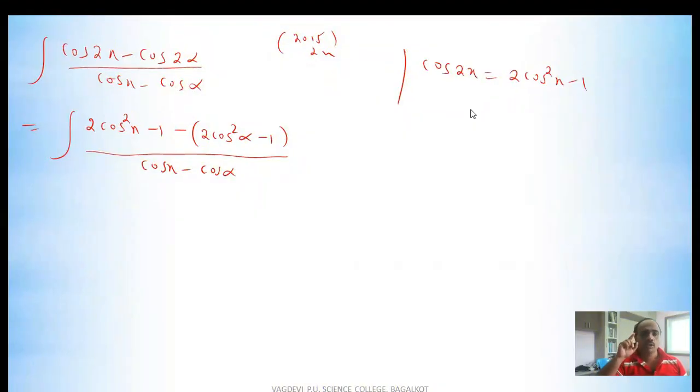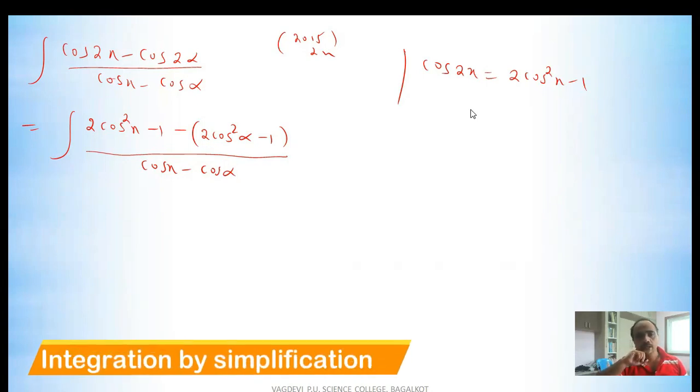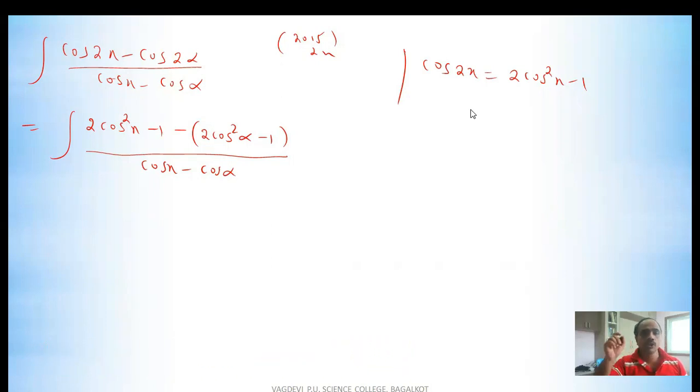So integration of cos 2x minus cos 2 alpha divided by cos x minus cos alpha. This is a 2 marks question from 2015, and you can use the cos C minus cos D transformation formula, but that's a very lengthy process. So I applied multiple angles. Cos 2A is 2 cos square A minus 1. 1 minus 2 sin square A is also there, but that's not useful here because the terms are cosine terms. Everything is in terms of cos.